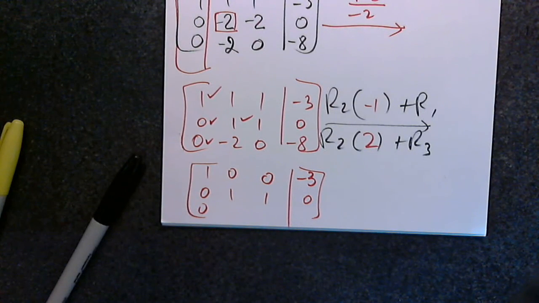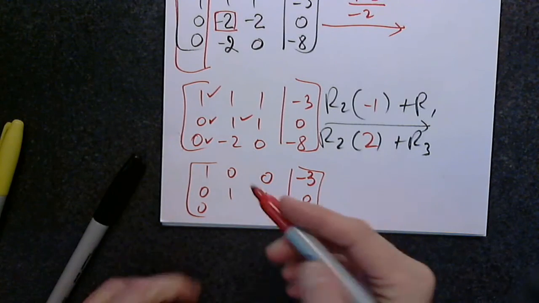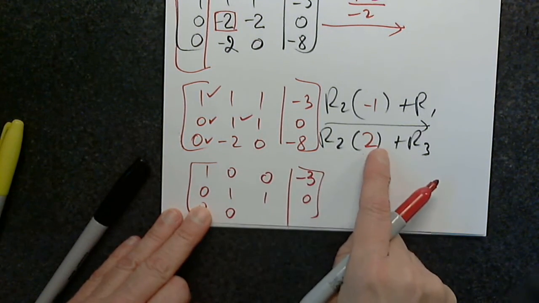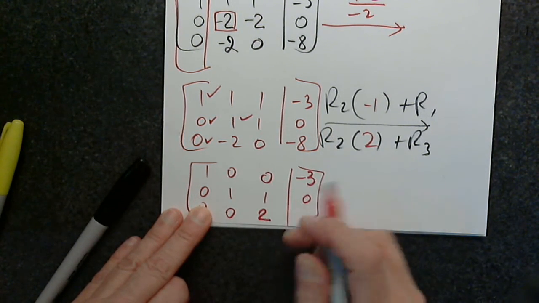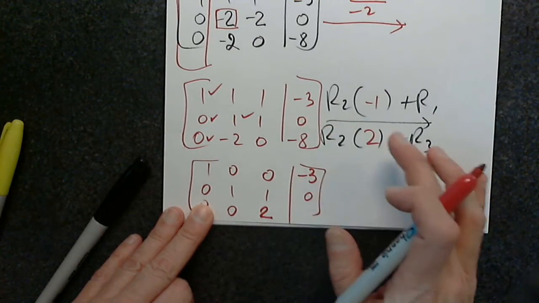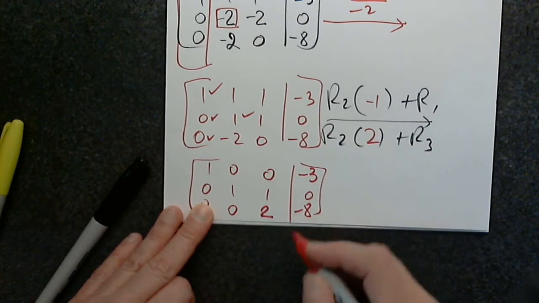Do we agree with the first row? Yes? Okay. So now, 1 times 2 plus -2 will be 0. 1 times 2 plus 0 is 2. 0 times 2 is 0, minus 8 is -8.